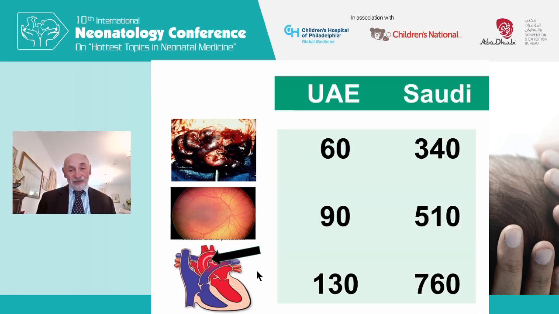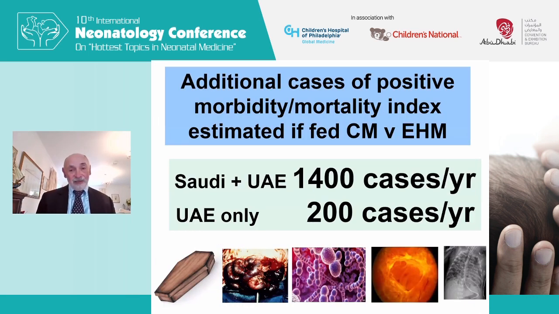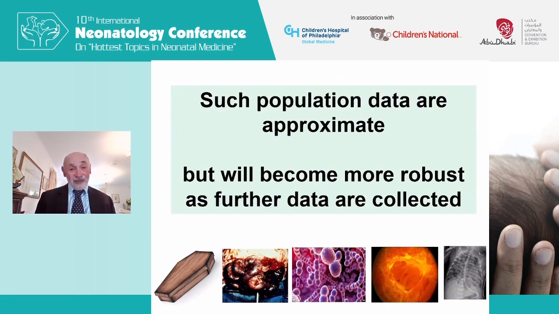And of course, you'd like to see these broken down. Obviously, UAE is smaller than Saudi, but this is still an important burden of estimated additional morbidity. And then the additional cases of having a positive morbidity mortality index, if fed on cow's milk, would be 1,400 cases per year for Saudi and UAE, and 200 for UAE. But I do want to emphasize that such population data are approximate, but they will become more robust as further data is collected, particularly from the Middle East.